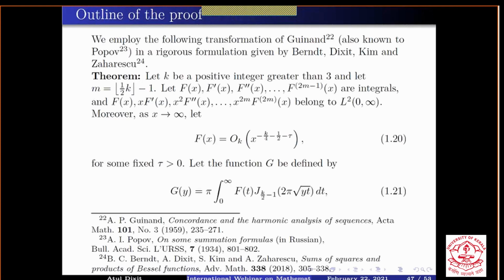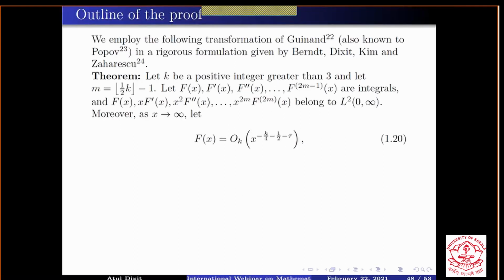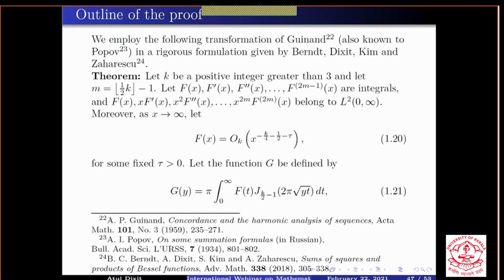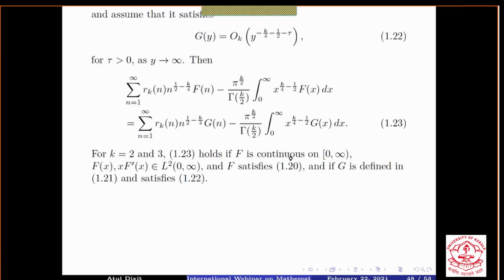Okay, so just an outline of the proof. Here we use the version of the Voronoi summation formula for r_k of n that we rigorously formulated. It was already given by the Russian mathematician Popov and Guinand, but the conditions were missing, and one has to really verify a lot of conditions, but one does get a symmetric form after that.